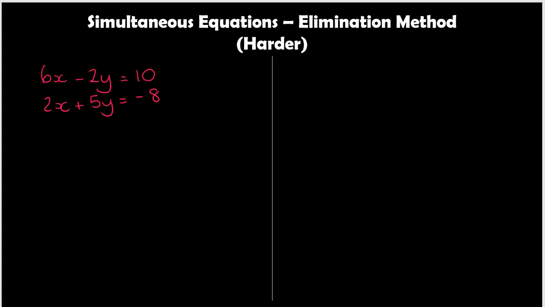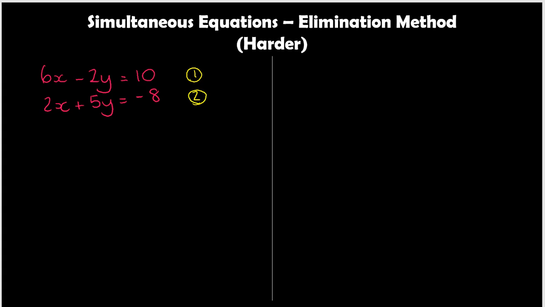In the next two examples, we're going to use the elimination method of simultaneous equations when the coefficient of the variables in both equations is not the same, which means that we need to do some manipulation to one or both of the equations first. So once again, as always, label your equations.